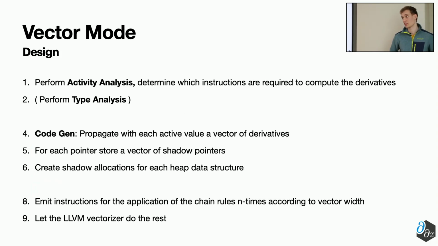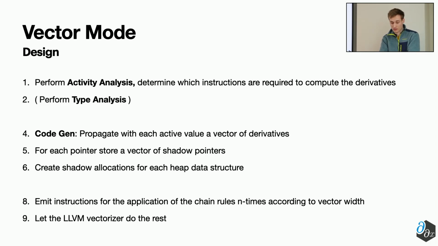And now let's talk a bit about the design. First of all, we perform activity analysis in Enzyme. We do that in order to determine which instructions are active and which are not active. That means some instructions are not relevant to our derivative computations, and we just discard those in the derivative computation. This is just as we do it in scalar normal mode. And in some cases, we also need to perform type analysis. We'll go into detail why that might happen later. But this is not always required for forward vector mode.